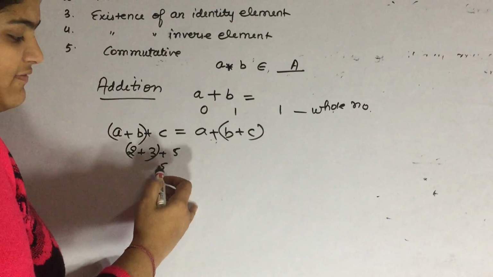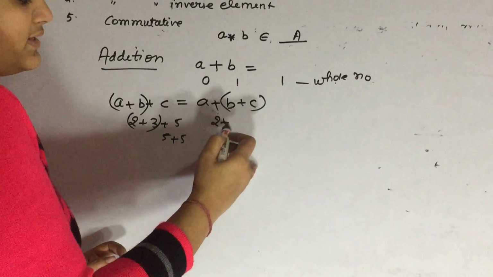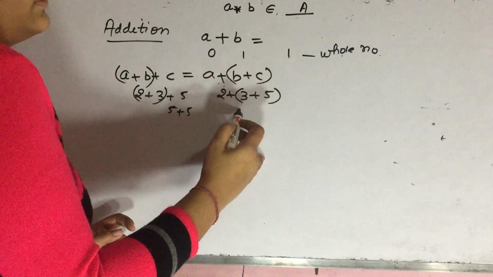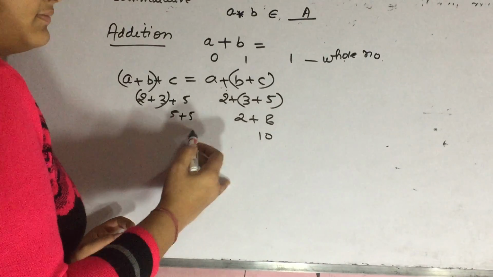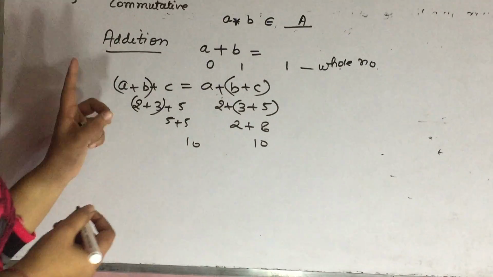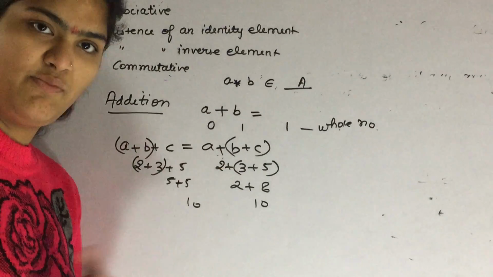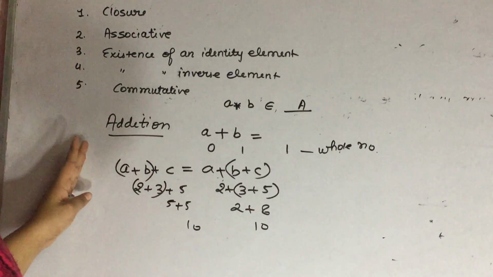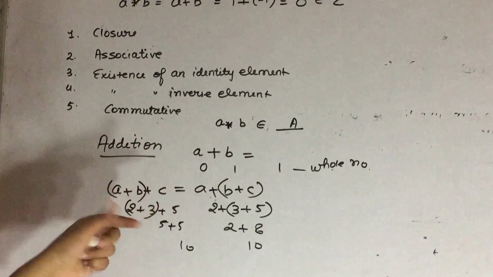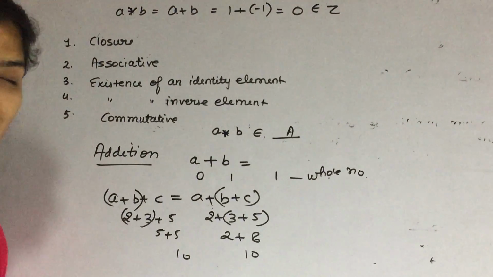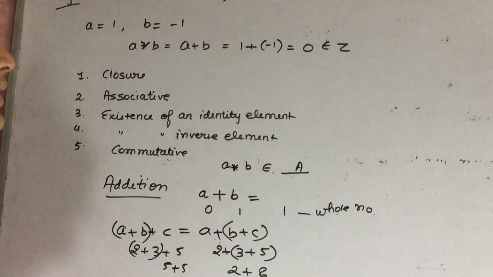3 plus 5 is 8, 8 plus 2 is 10. Or you can take 2 and 8, 10. The result is same. So that's why addition follows the associative property as well. It is a binary operation on addition between two elements which comprises of associativity. Move on to next property.